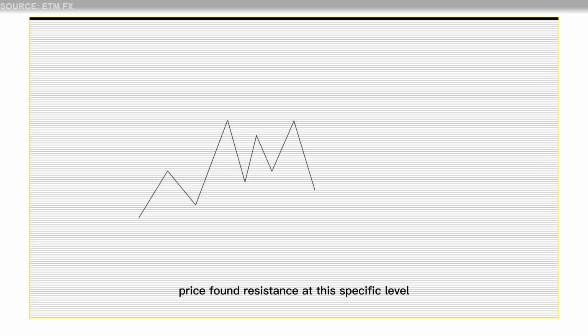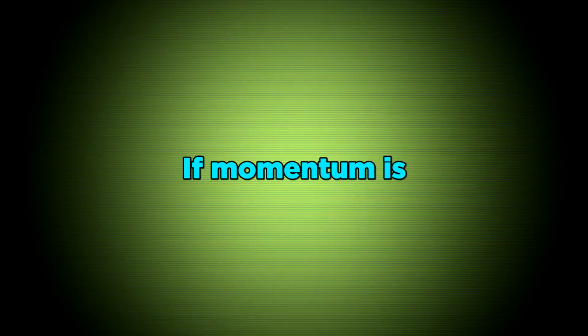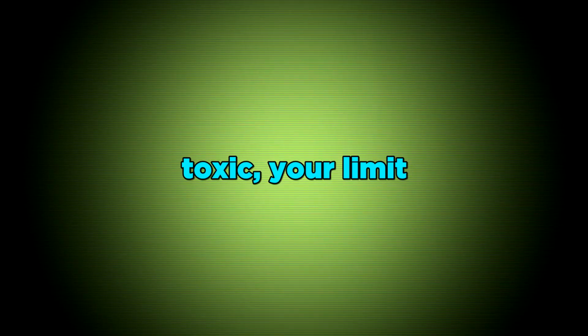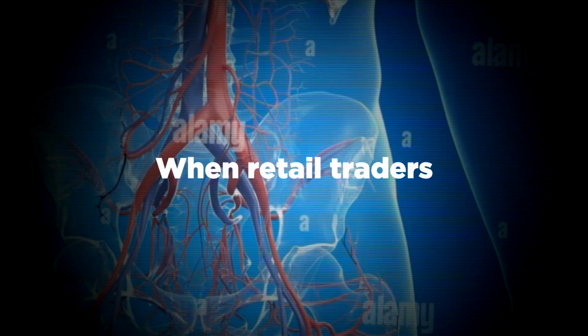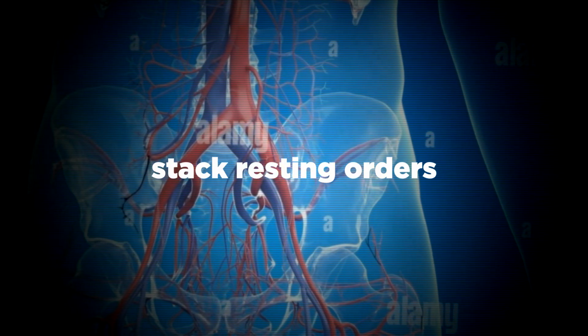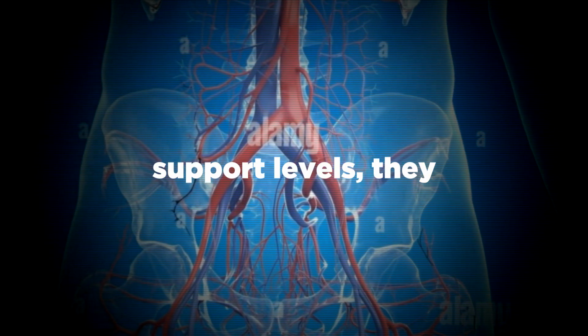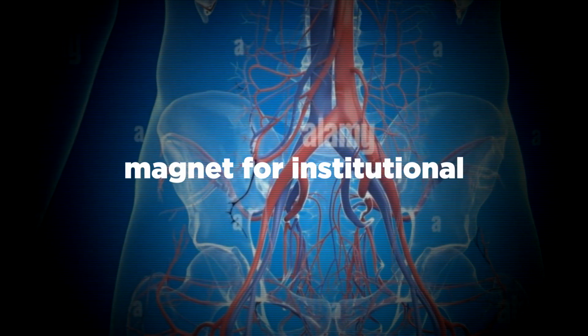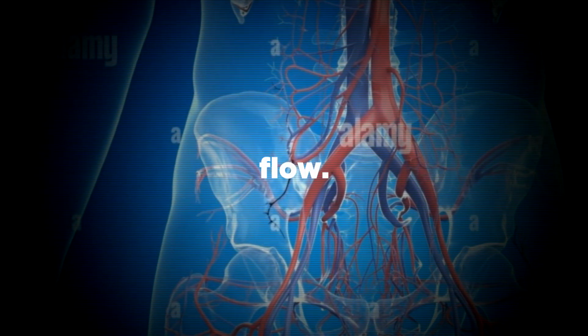As you can see, price found resistance at this specific level. What does that mean? That means institutions sold at this level, and retail traders might have taken advantage of this. So now this level is incentivized to attract price, and it will act as a magnet for price to later do what? If momentum is on your side, fast traders cancel ahead of you. The market turns toxic. Your limit order gets filled instantly. When retail traders stack resting orders at predictable support levels, they engineer an irresistible magnet for institutional order flow.